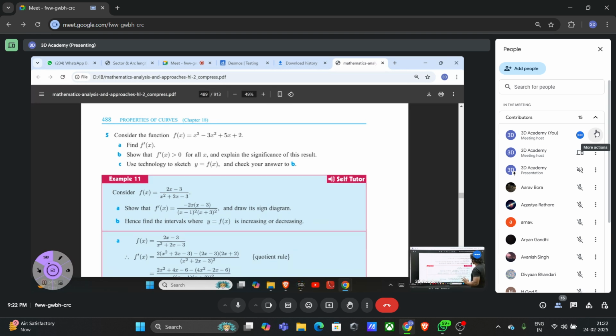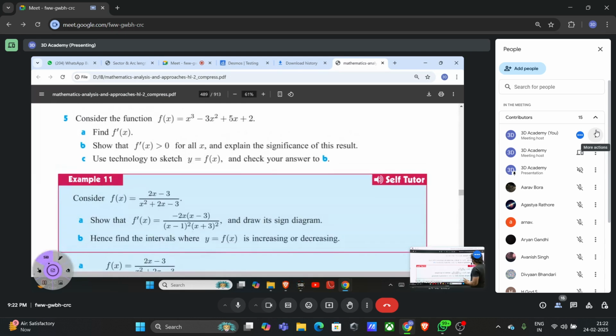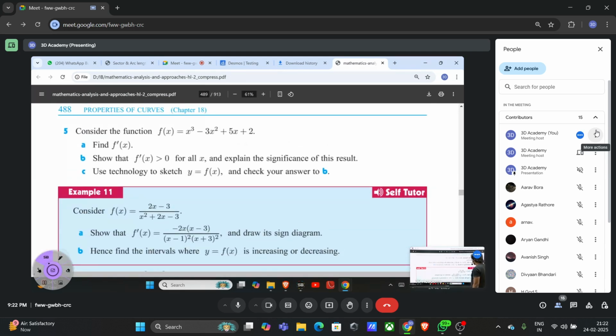Getting it or not? Now, guys, look at this question. Look at this question. It is a simple solved example. Now see, here you have to find the differentiation. Quickly.